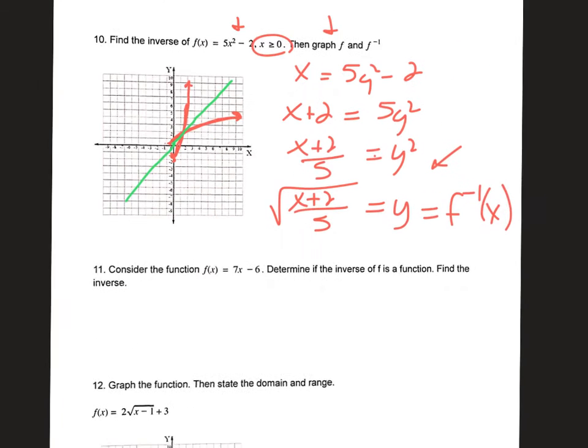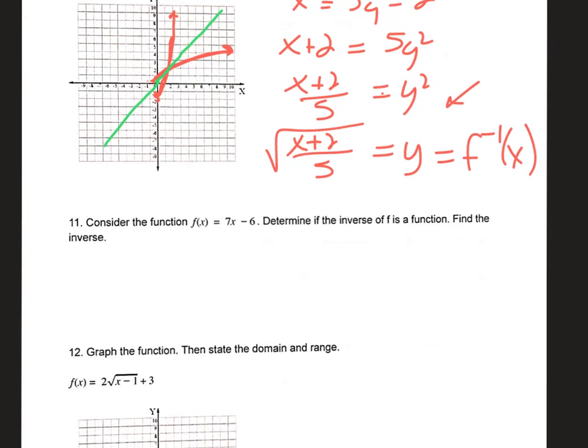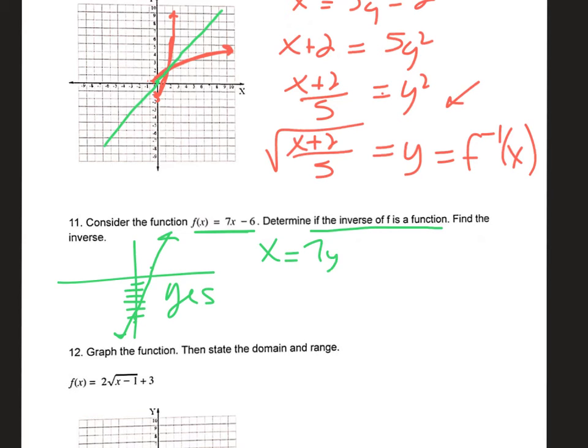All right, number 11, consider that function, determine if the inverse is a function. So what I'll do, I'll take my calculator, I'm going to punch this into y equals. And when I do that, the graph looks something like this, like it's a steep line that goes like that right there. And you got to ask yourself, does it pass the horizontal line test? And it does. So yes, it does have an inverse. It says, is it a function? Yes. And this says find the inverse. So again, take your x and y's, switch them, get the y by itself, and you get x plus 6 over 7. And there you go.